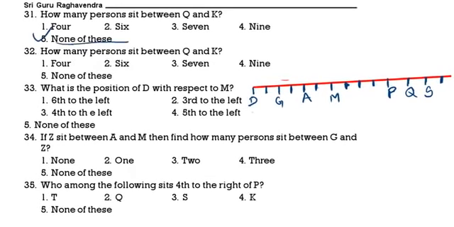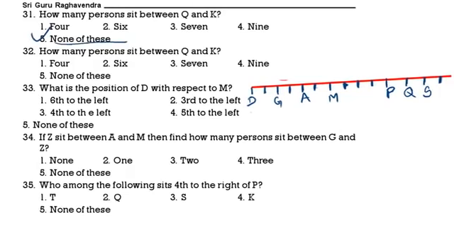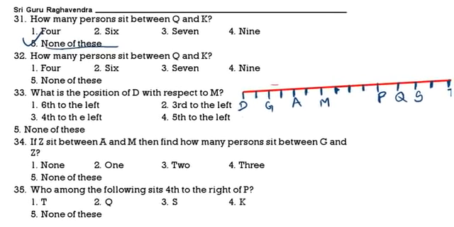Then how many persons are there between Q and K? The same question is repeated again. So that is also three persons. None of these. What is the position of D with respect to M? 1, 2, 3, 4, 5, 6th to the left. Then, if Z is between A and M, suppose there is Z between A and M.